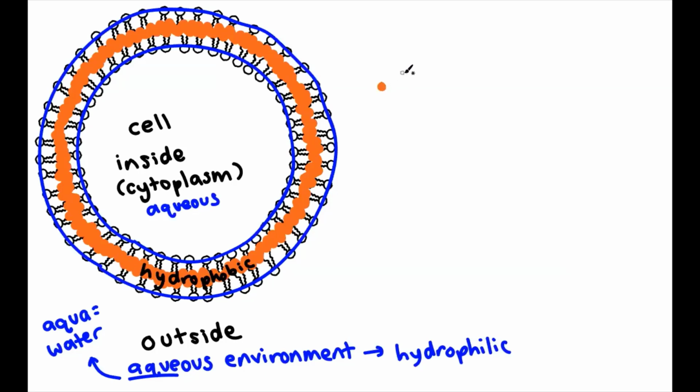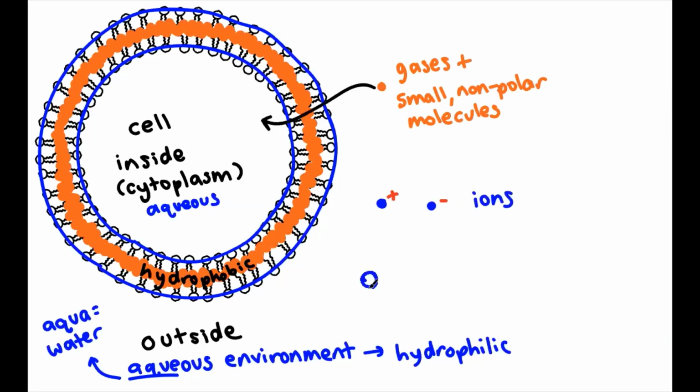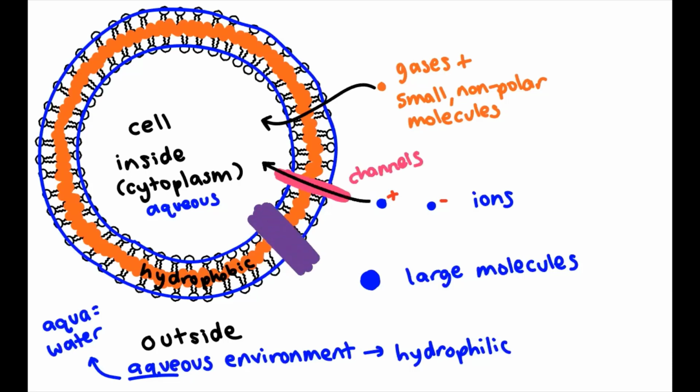As a result, the main things that can pass through the membrane without any help are gases and small hydrophobic molecules that have no charge. Most things that are charged, or large, require membrane proteins that are found in the cell, such as channels for ions and transporters for large molecules, which you will learn more about soon.